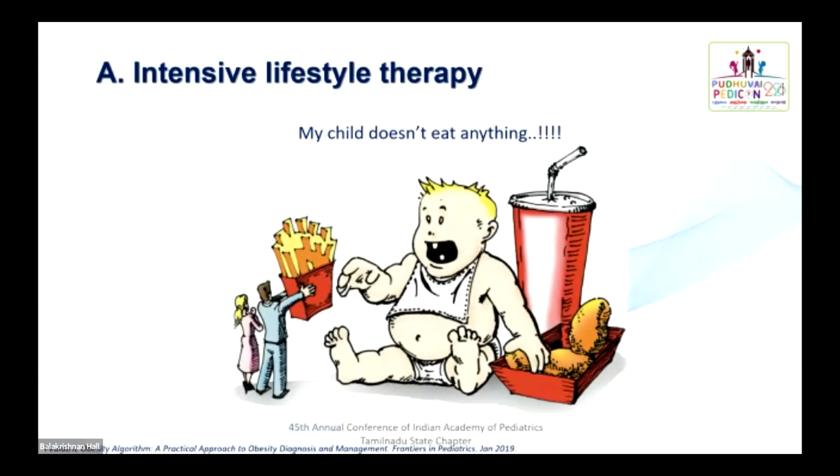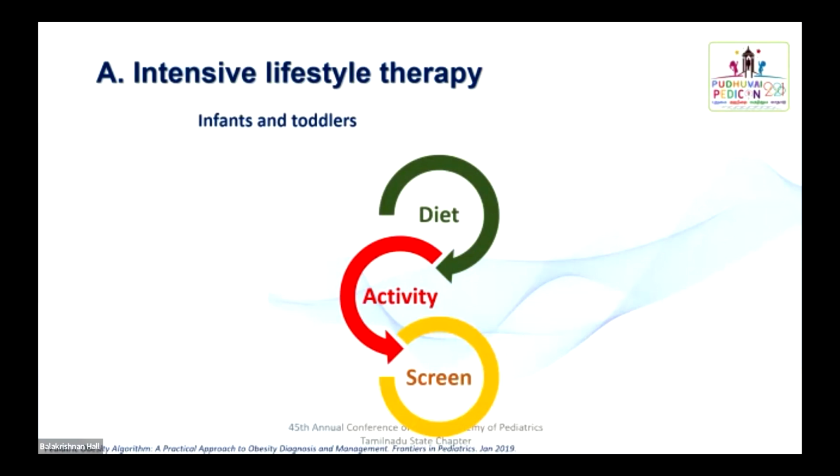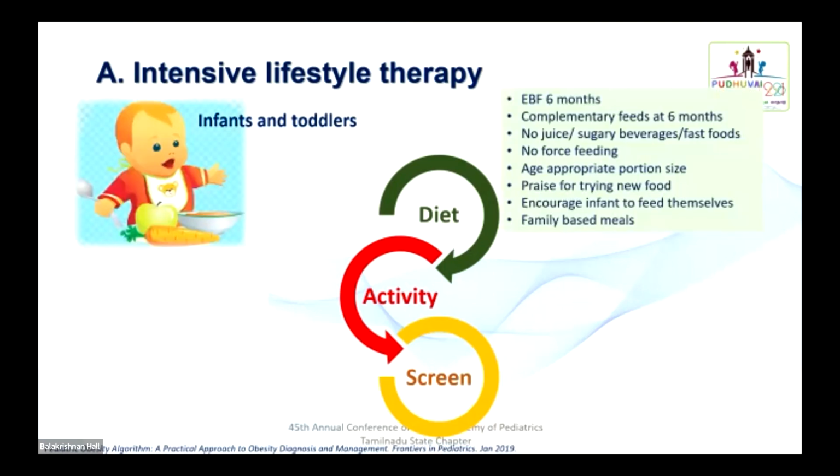So our initial lifestyle therapy starts right from modifying the diet. So it starts right from infancy. We need to start good eating habits early on. Dietary modification not only prevents obesity, but it also helps to reduce weight in a child who is already obese. So we encourage breastfeeding, exclusive breastfeeding for the first 6 months. We introduce complementary feeds only at 6 months. No juice, sugary beverages, or any fast foods, no force feeding.